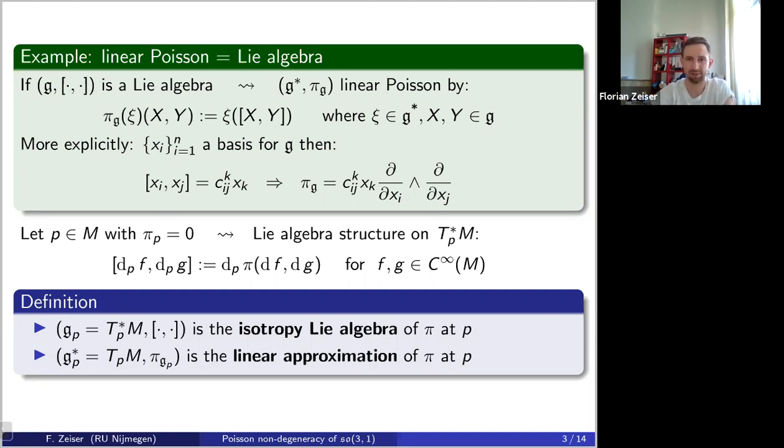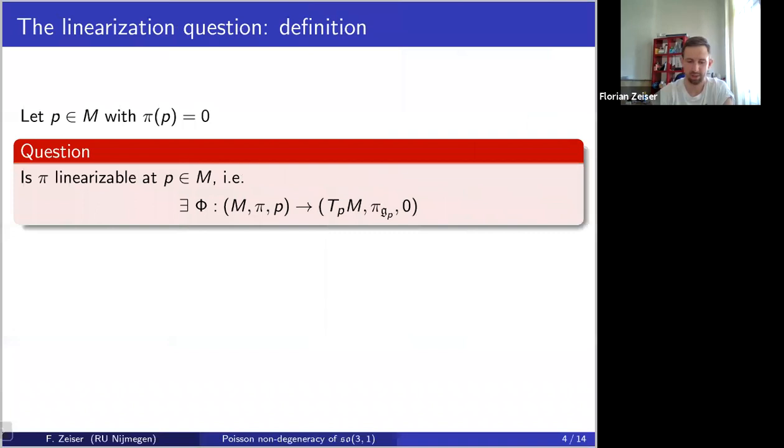Now a very natural question to ask would be, when can we identify the Poisson structure with its linear approximation around the point? That's exactly the question we want to investigate. Given a point on our manifold where the Poisson structure vanishes, the question is: is π linearizable at p? This is equivalent to finding a local diffeomorphism of the manifold (M, π) around the point, which maps the point p to 0 in the tangent space, and which maps the Poisson structure π to the linear approximation.